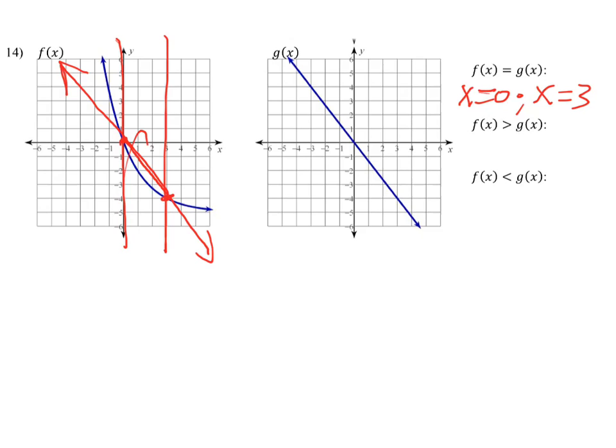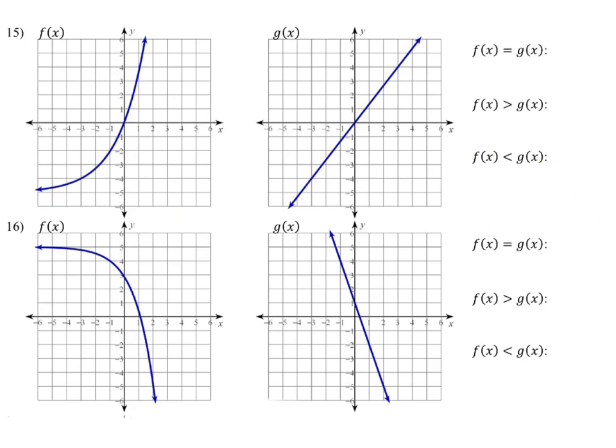And then right here in the middle, the linear function is greater. So we're going to have x between 0 and 3 for our inequalities for that answer. And then on these sections, the exponential is greater, meaning it's higher up. So that's where x is less than 0, or when x is greater than 3.